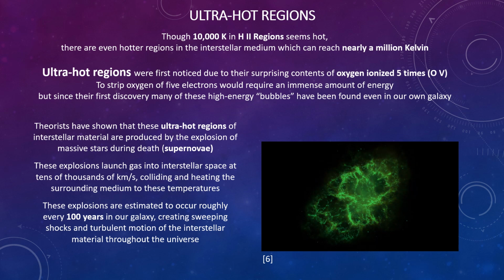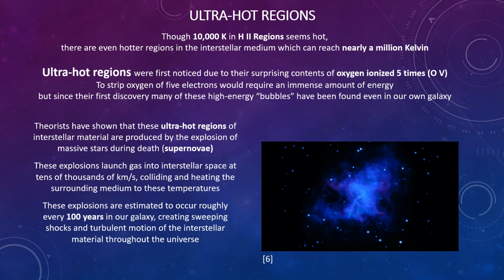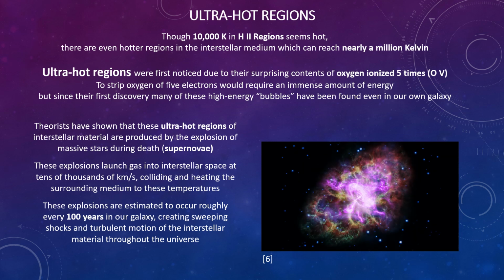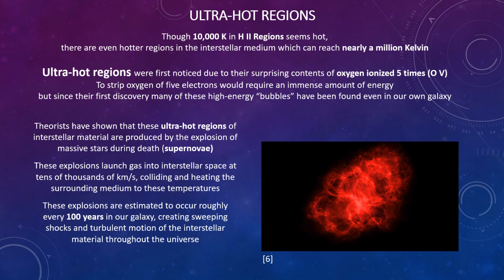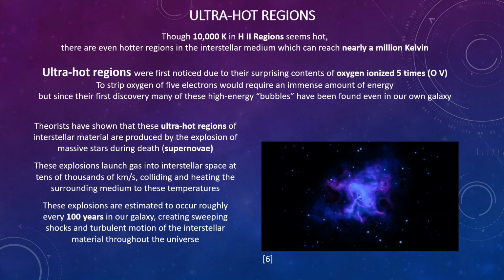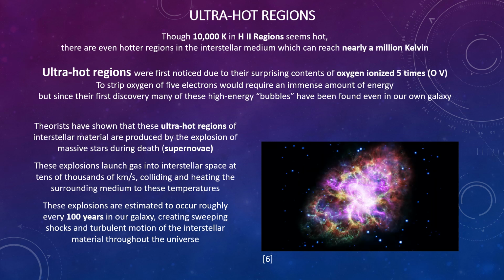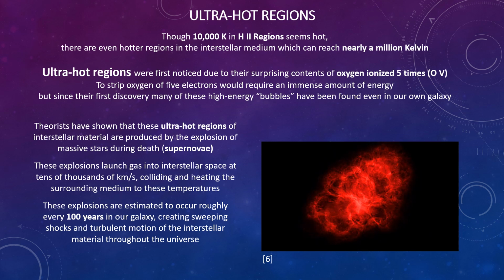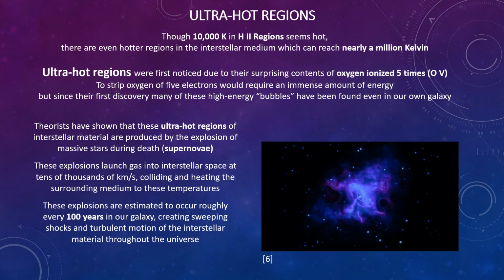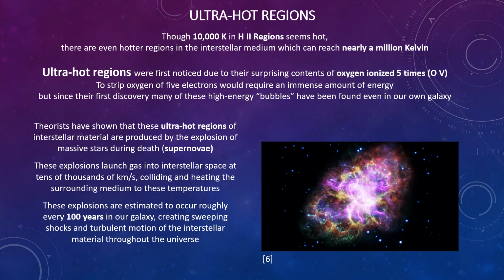So theorists have shown that these ultra hot regions of interstellar material are produced by the biggest explosions of stars during their death. These are supernovae. Supernova explosions launch gas into interstellar space at tens of thousands of kilometers per second, which collide and heat the surrounding medium to these temperatures that are in the millions of kelvins.